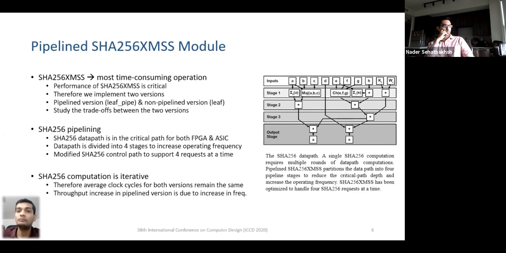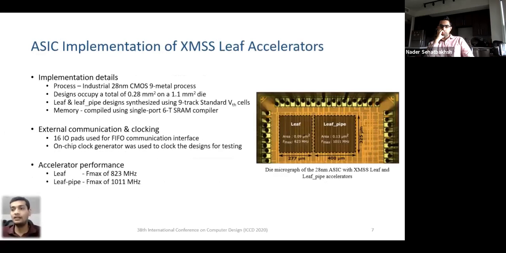Now, let's look at the implementation of Leaf and Leaf Pipe designs. The die micrograph on the right shows the Leaf and Leaf Pipe accelerators implemented in an industrial 28 nanometer 9-metal CMOS process. The accelerators occupy a total area of around 0.28 mm squared. The logic is synthesized using standard VTH cells, and the memory module is implemented using the foundry-provided single-port SRAM compiler.